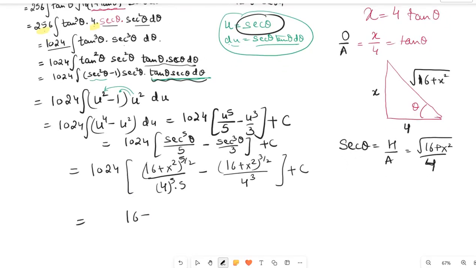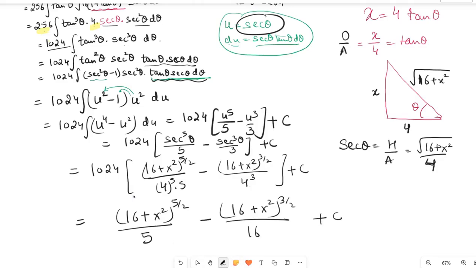1024 multiplies inside and will cancel this 4 to the power 5, only 5 left, minus 16 plus x squared power 3 by 2. 4 cube will cancel and will be left with 16, plus c. That's your final answer. You can leave it here, or you can factor 16 plus x squared 3 by 2. But basic integral technique is this, okay?